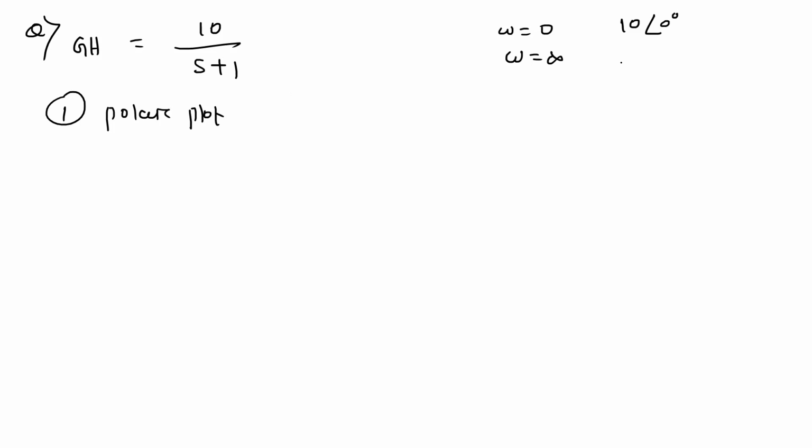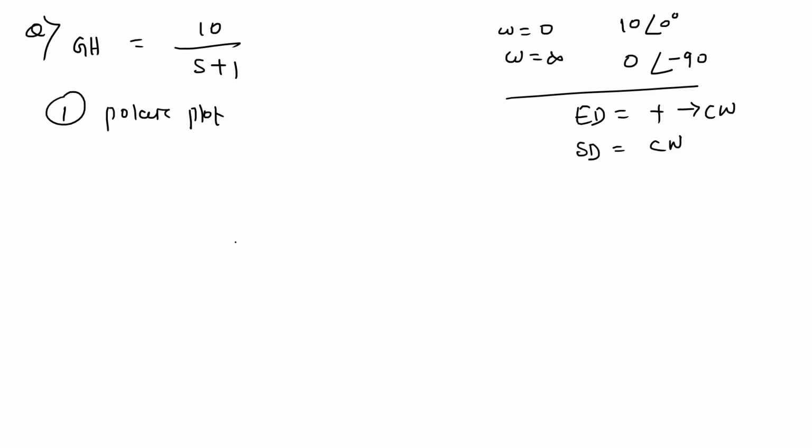At omega equal to infinity, 1 by infinity is 0, right? Yes, sir. And what is the angle? Only one pole is there, so minus 90. Ending direction is how much? 0 minus minus 90, positive. So it will be clockwise. Starting direction, only poles are there, so clockwise. Now you draw the polar plot.